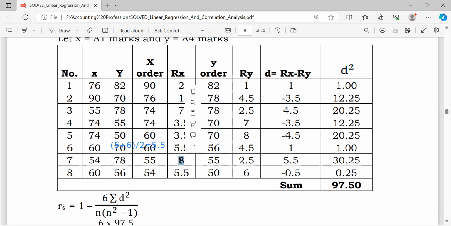So you go on and do the same for the y variable. For the y variable, which is here, we can see that the highest number is 82 among all. That's why I started with 82.